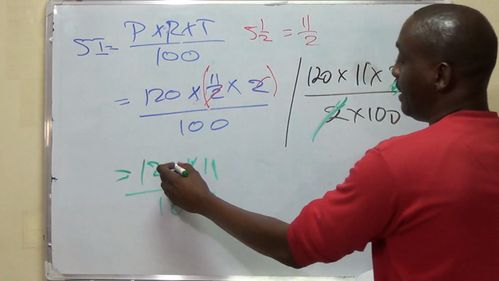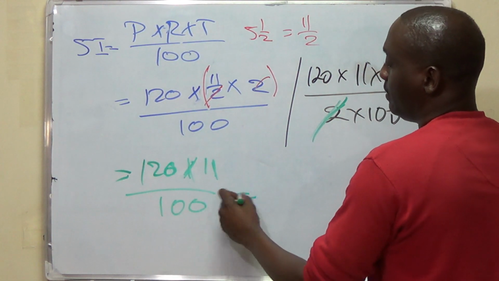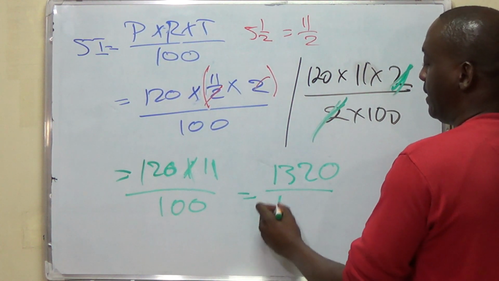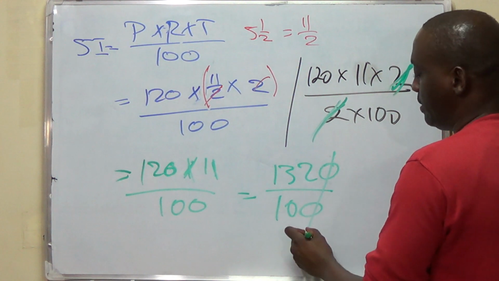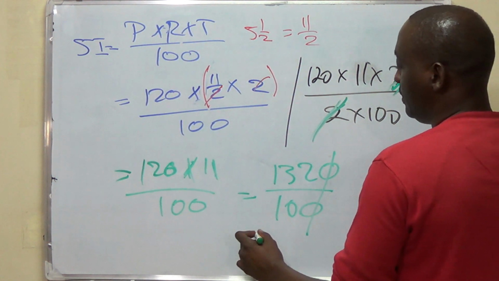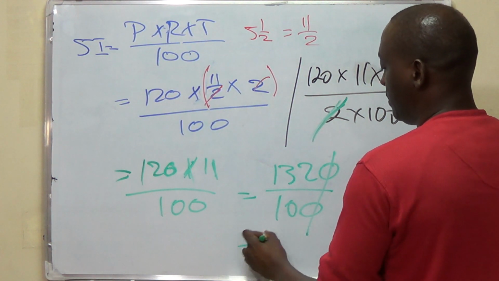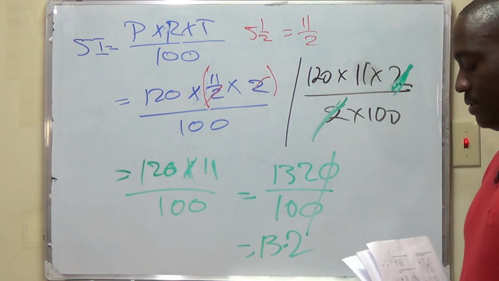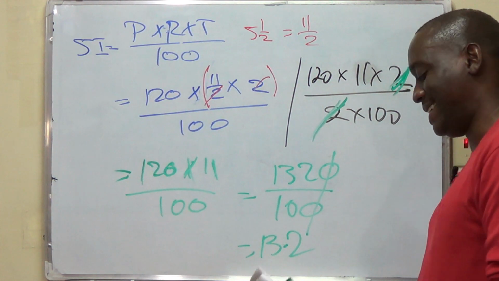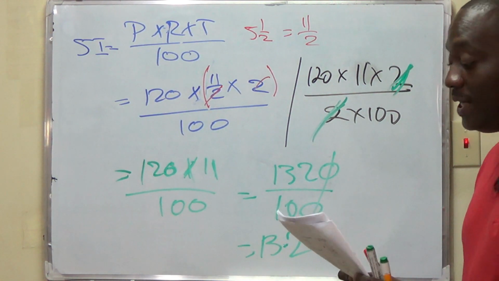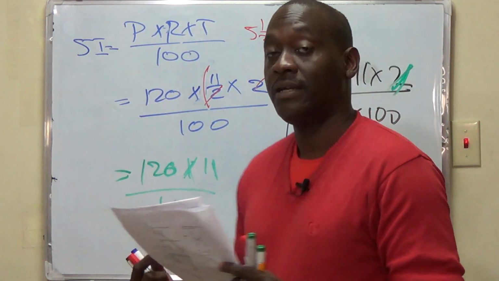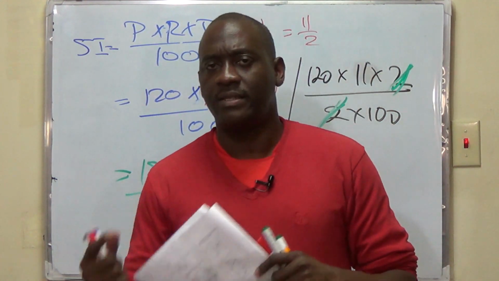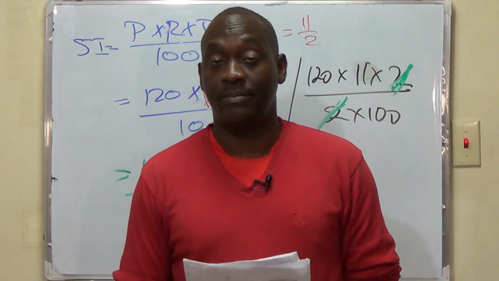So your 120 by 11, you multiply this. 12 by 11 is 132 with a 0 on top. And you divide that by 100. Zeros will cancel. 132 divided by 10 is 13.2. Good. So 13.2, which means therefore that the answer is and could only be answer B, $13.20. Now let me just talk a little bit more about these simple interest questions.